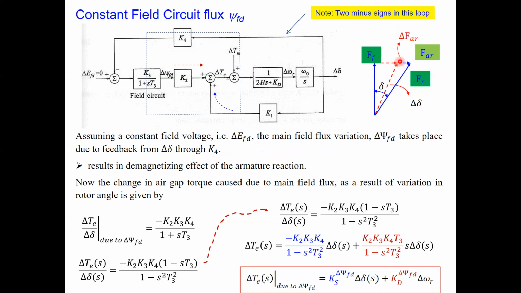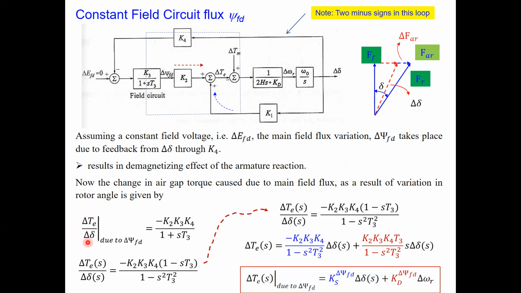Now what you observe here is a demagnetizing effect. Delta through K4 has a minus sign here, and thus it results in a demagnetizing effect, right? So that means the flux in the machine air gap actually reduces, and thus it will change the angle delta, right? Now this change in the air gap torque is because of the change in the flux. The change in the field flux is because of the demagnetizing effect of the armature reaction on the main field, and that will cause the rotor angle to change.